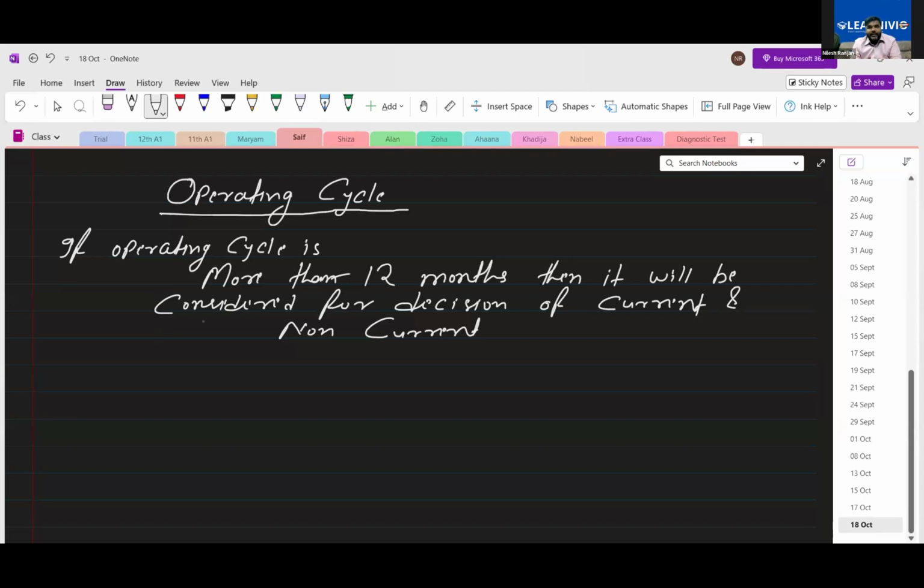If it is completed within 12 months, then there is no issue. You don't have to consider it. But if your operating cycle is more than 12 months, let's say 14 months, 15 months, 18 months, whatever it is, then operating cycle will be considered for decision of current and non-current, not 12 months. I'm explaining this once again. Generally, we consider 12 months for decision of current and non-current. If it is less than 12 months, then current. If it is more than 12 months, then it is non-current. Is that clear?